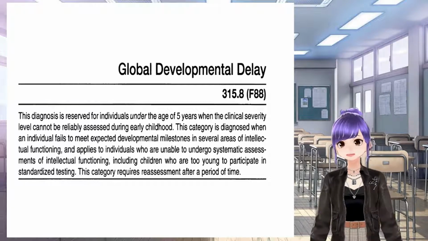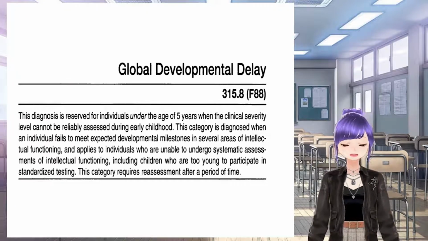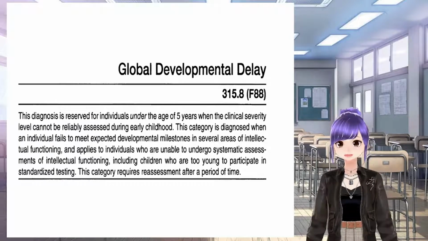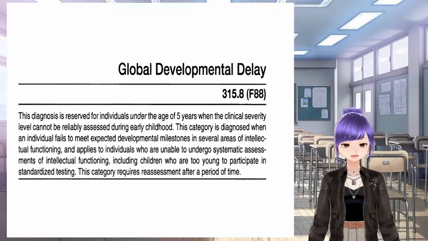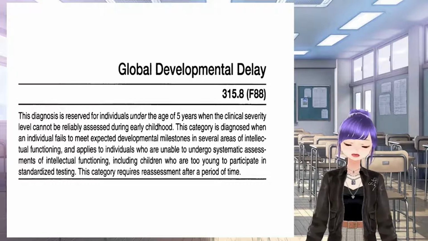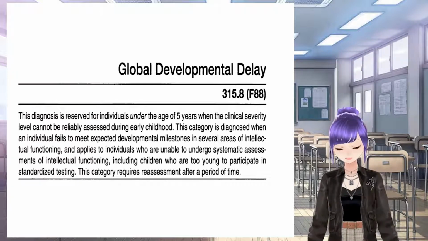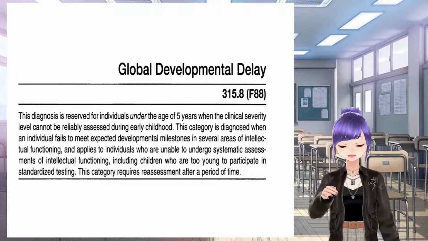So this diagnosis is reserved for individuals under the age of 5 when the clinical severity level cannot be reliably assessed during early childhood. This category is diagnosed when an individual fails to meet expected developmental milestones in several areas of intellectual functioning, and applies to individuals who are unable to undergo systematic assessment of intellectual functioning, including children who are too young to participate in standardized testing. This category requires reassessment after a period of time. So global developmental delay can serve as a provisional diagnosis for children who are under the age of 5.